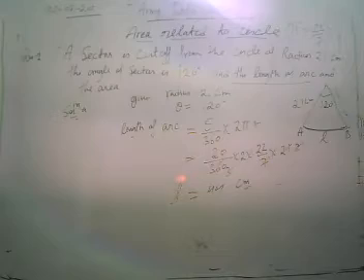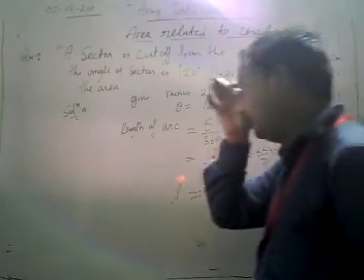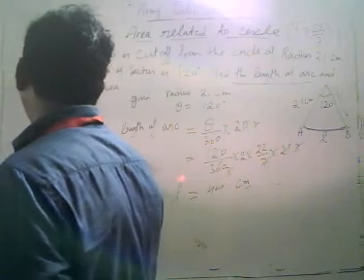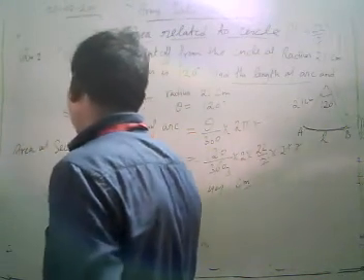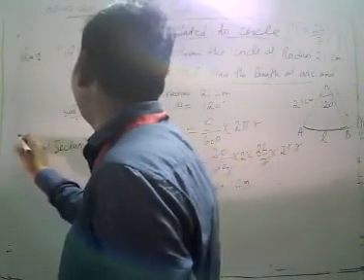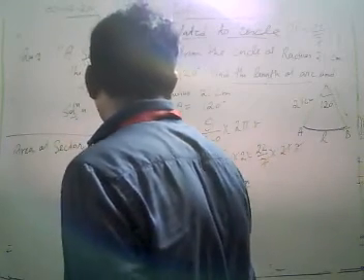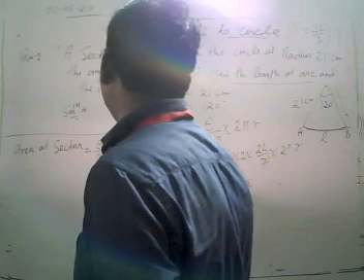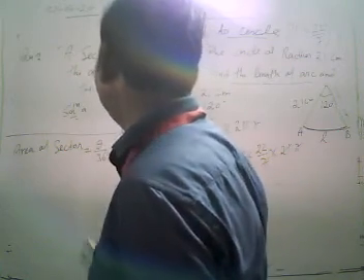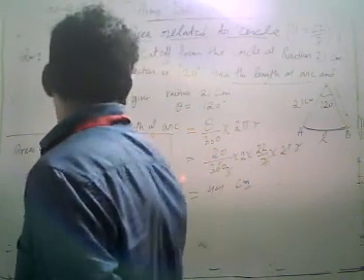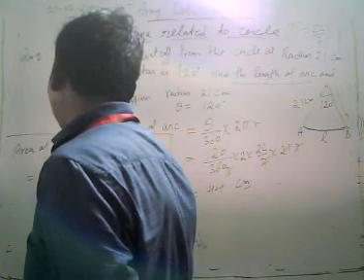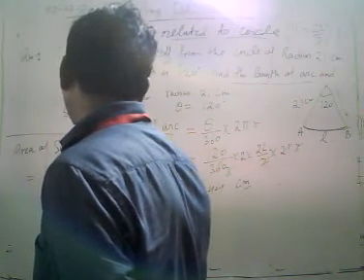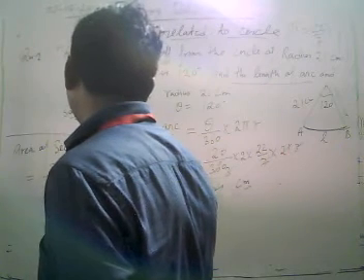Now we have found the length of arc. Next we also have to find the area of the sector. What is our formula of area of sector? It's theta upon 360 into pi r square. Now, what is our theta? Again, it's 120 upon 360, into 22 by 7, into r, which is 21 square, 21.